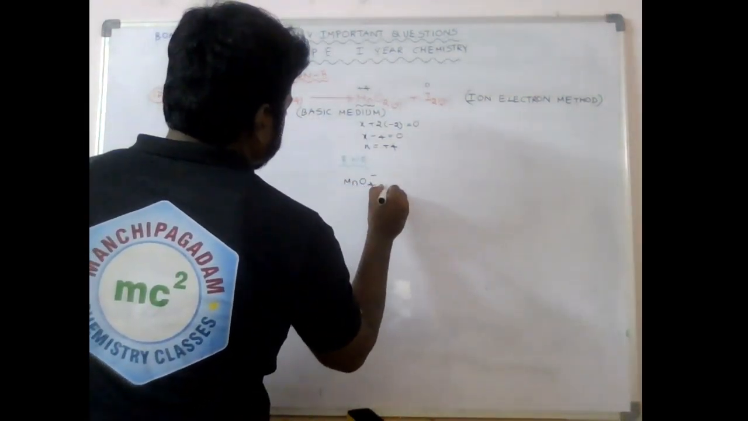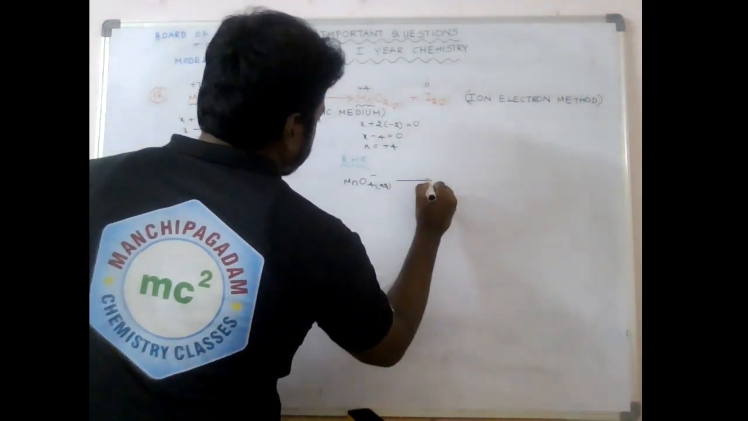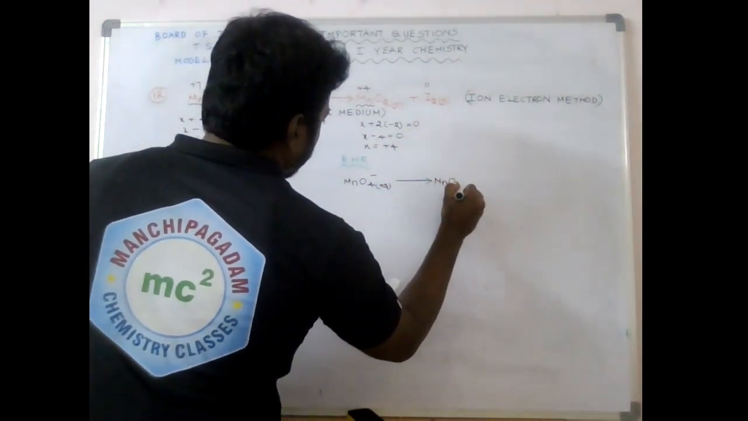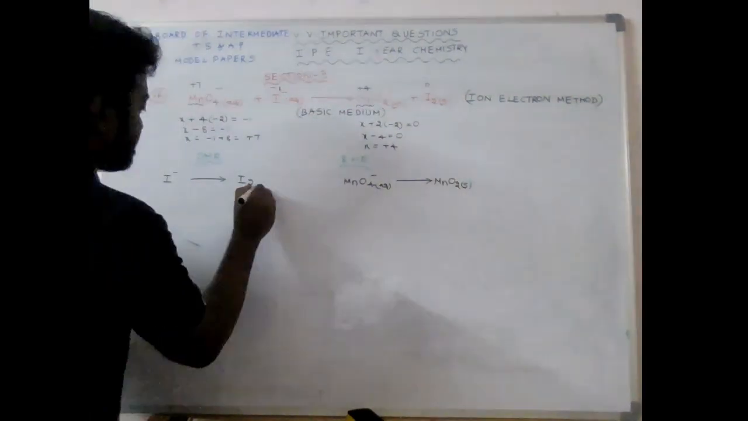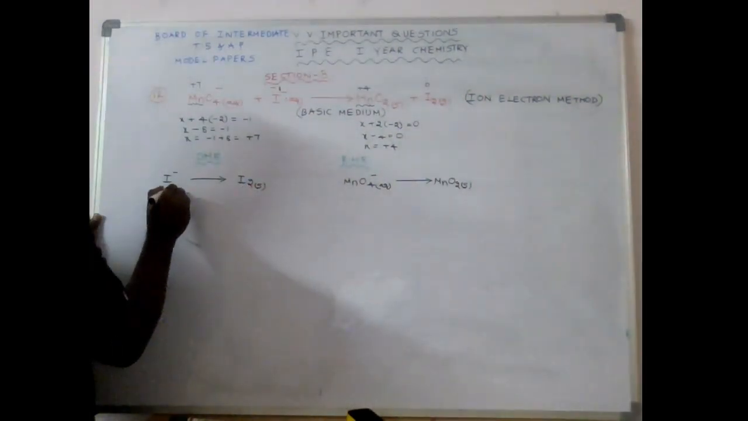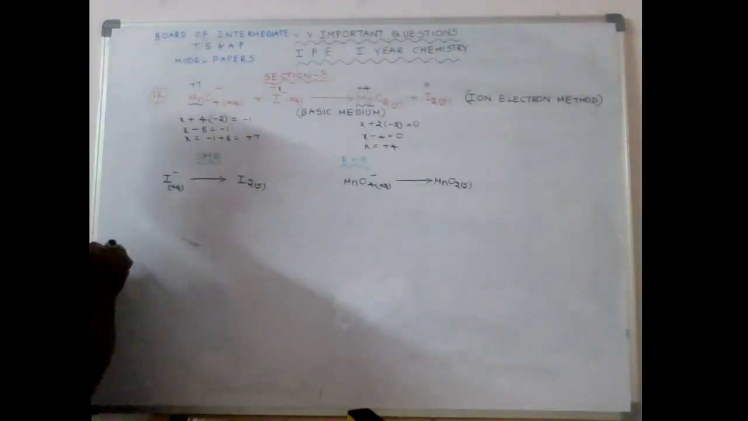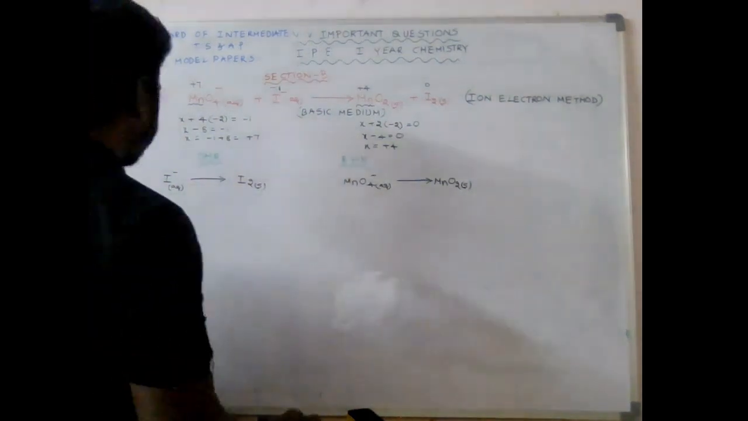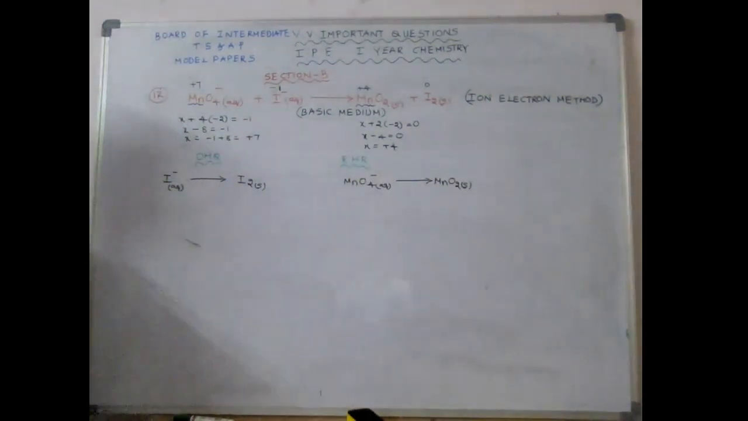MnO4 minus gives rise to MnO2. So we have to balance both half-reactions separately, then add them. That is the concept. First we have to balance. The first rule is to balance the atoms other than oxygen and hydrogen.